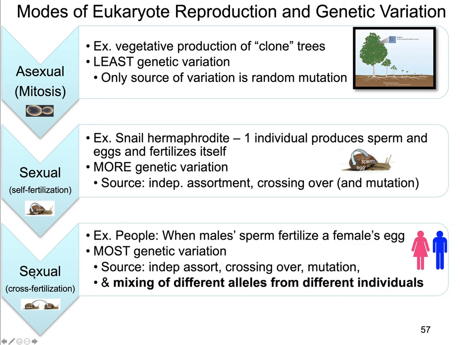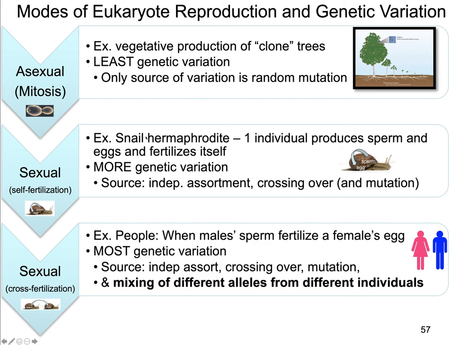So lastly, let's look at sexual reproduction via cross-fertilization. An example of this might be people, when a male sperm fertilizes a female's egg. So you get sperm produced by this male and egg produced by this female. Sperm and egg come together to make offspring. And this creates the most genetic variation relative to sexual self-fertilization and asexual reproduction.